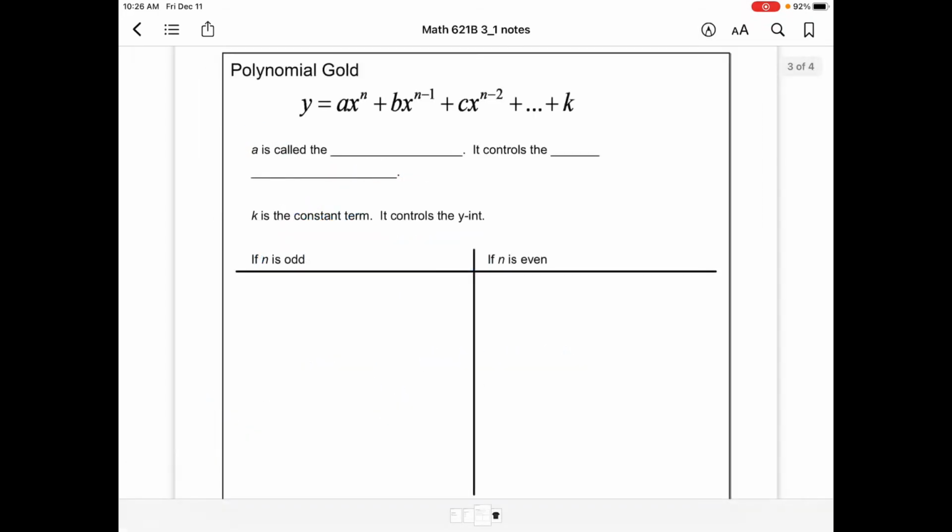That brings us to this slide that I call polynomial gold. So here's just a general polynomial. I don't know what degree it is, depends what n is. But no matter what the degree is, it's going to have a coefficient in front of its first term. And if you don't see a coefficient, then the coefficient's just 1. A is called the leading coefficient.